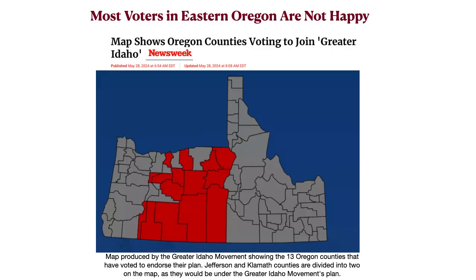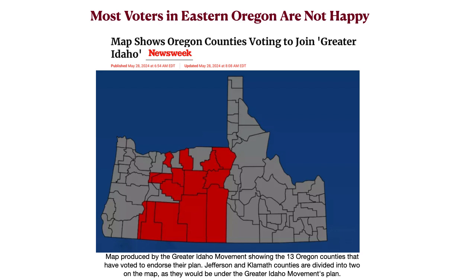I do want to note that voters in eastern Oregon are not happy being largely Republican voters in a state that is dominated by the Democratic Party. And so there is a movement called the Greater Idaho Movement. In a number of counties in eastern Oregon, people have voted to join Idaho and leave Oregon. This map actually shows several counties divided, because just like states are divided, so are counties. So in central Oregon, for example, you can find the city of Bend, which is a blue city, but surrounded by red agricultural areas.